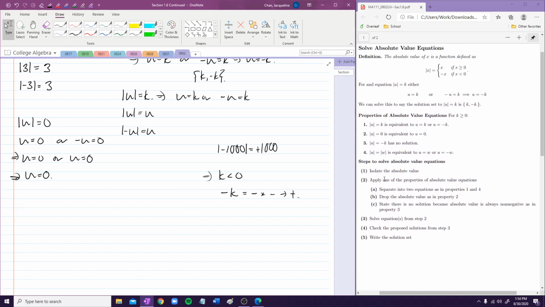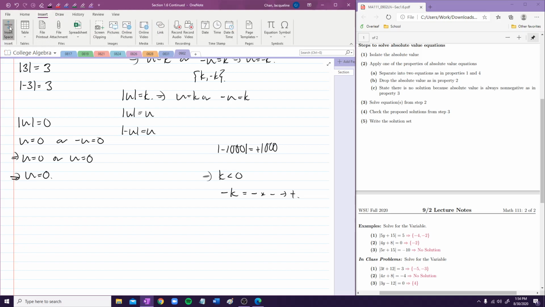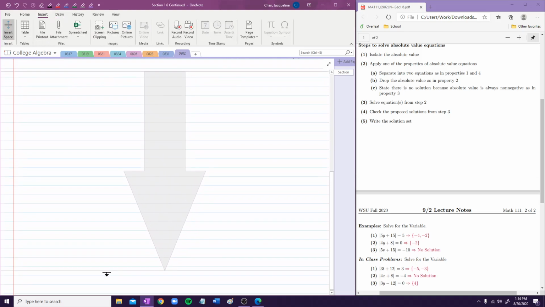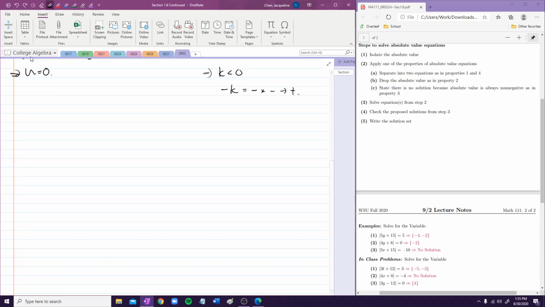So, and then here are the steps to solving absolute value equations, and we will talk about that, we'll go over the steps as we do the examples. Let me insert some space here. Okay, and let's look at the first block of examples, and our instructions are to solve for the variable.